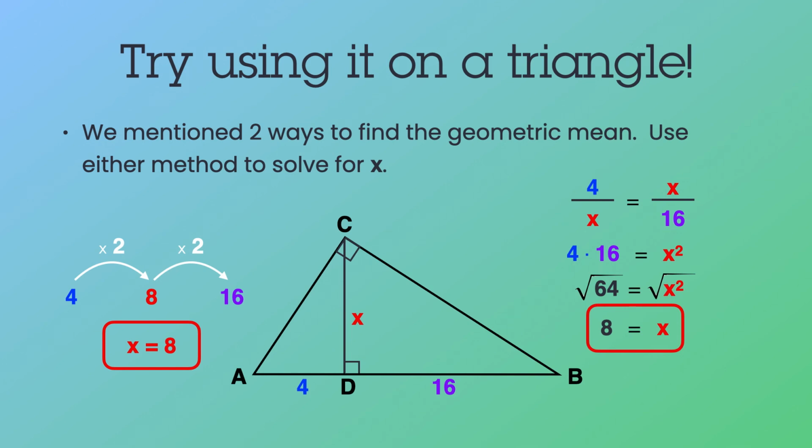But this gives us a way to relate the two different pieces of the hypotenuse of a right triangle when it's split by an altitude to the altitude itself. The altitude is the geometric mean of the two pieces of the hypotenuse.